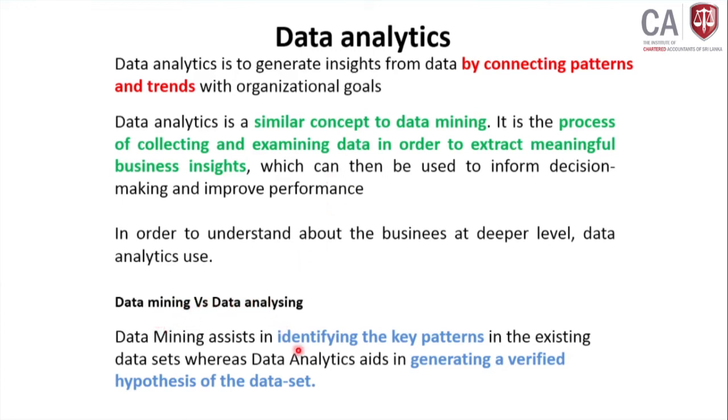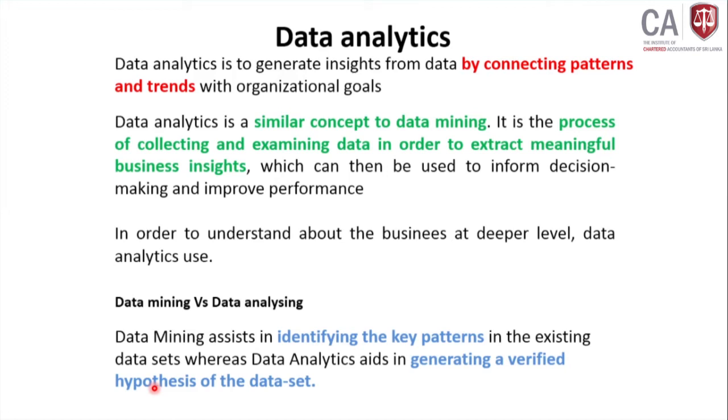Data mining versus data analysis. What is the differentiation? Data mining assists in identifying the key pattern. Data analysis aids in generating a verified hypothesis of data. It's creating relationships. Hypothesis means, let's say, as I said, the real example: if you buy liquor, you are going to buy another product. What is that? Coca-Cola or soda or some kind of other beverages. So there is a correlation with that. There is a hypothesis. There is a relationship. So in data analysis, those relationships are generated.